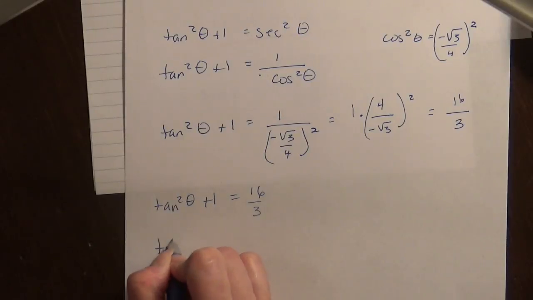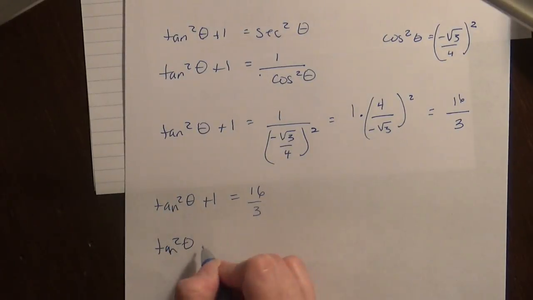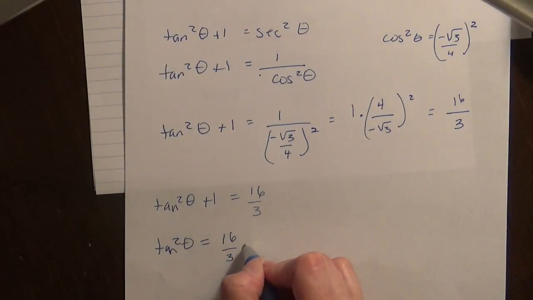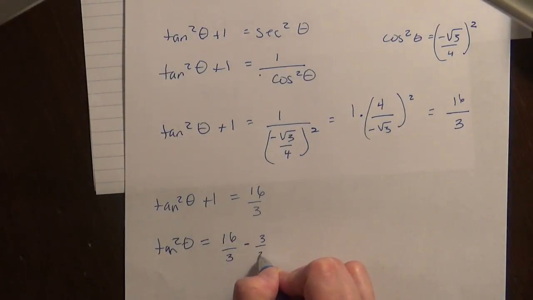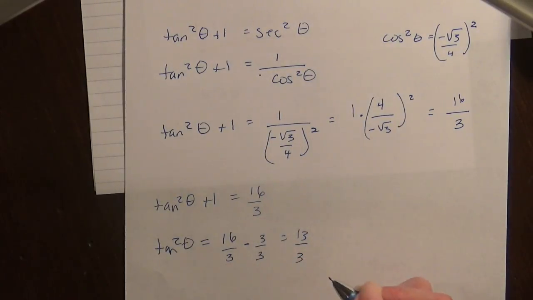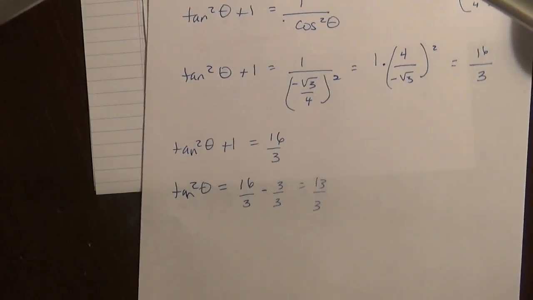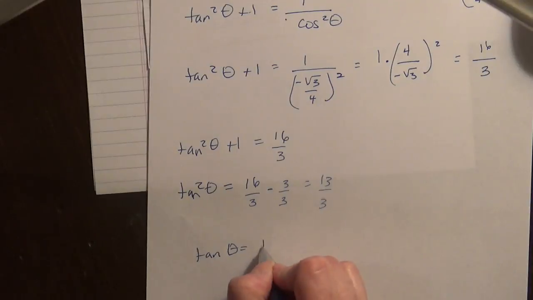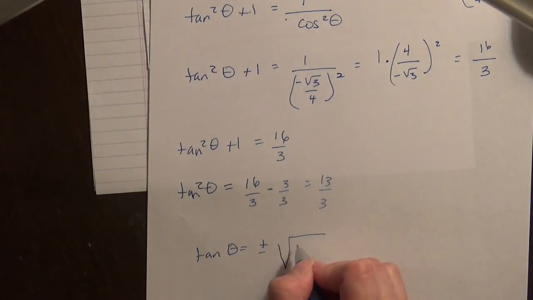So tan squared theta equals 16 thirds, and if I subtract 1, I'm going to subtract 3 thirds. So that gives me 13 thirds. Then I have to take the square root to get tangent, because this is tan squared, so tan theta equals plus or minus the square root of 13 thirds.